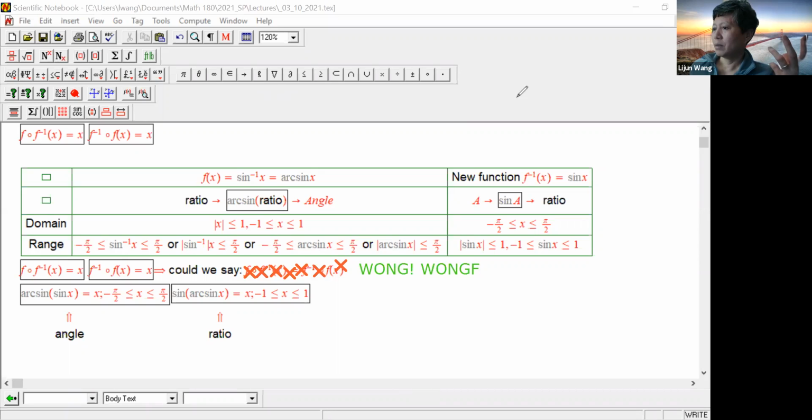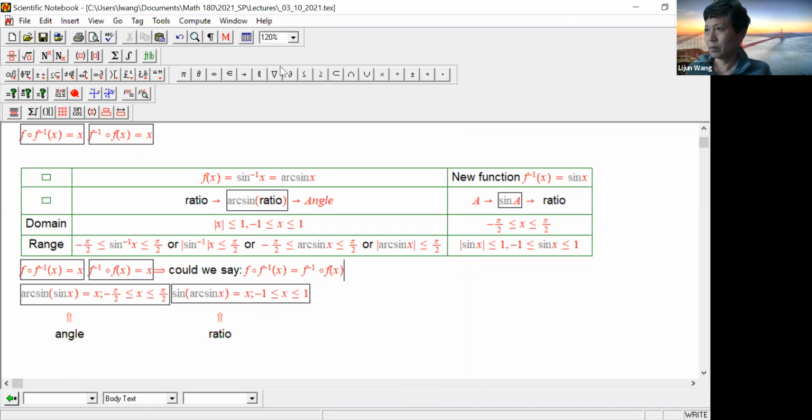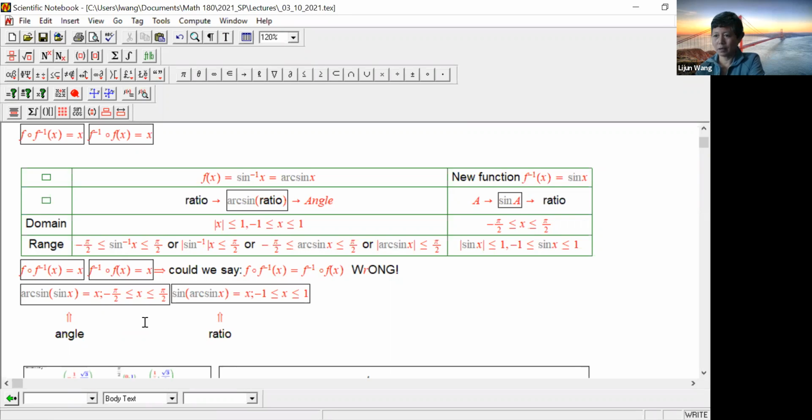Clean this up. Okay, this is wrong. So I'm going to make a comment here. Wrong. Okay. All right. So let's move on to cosine and arc cosine.